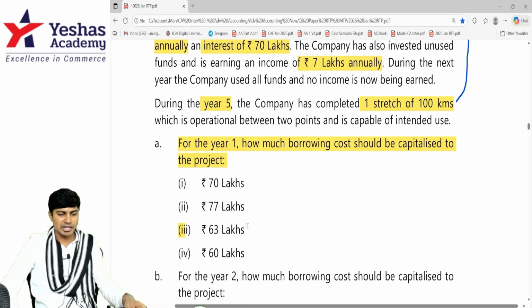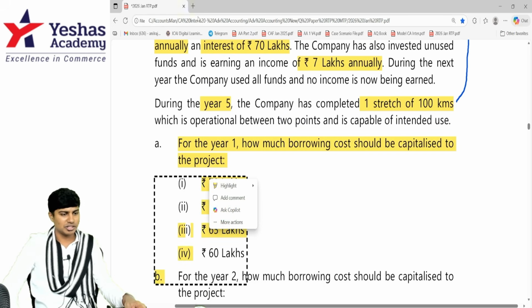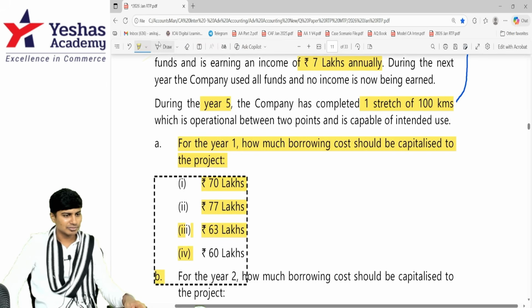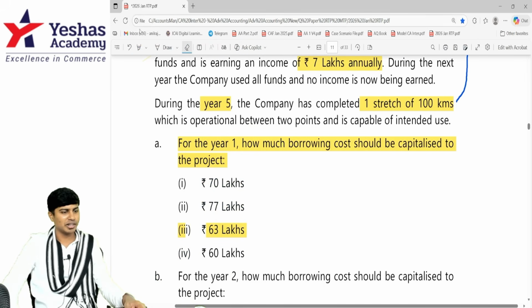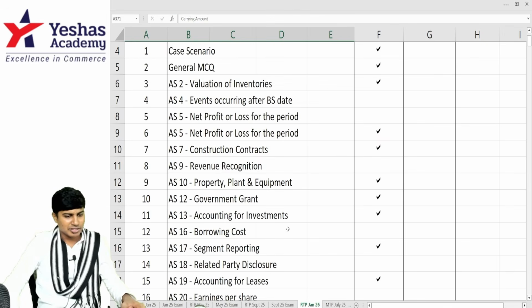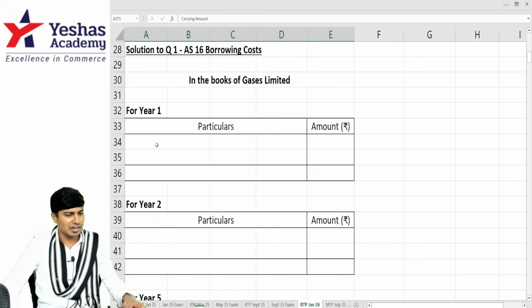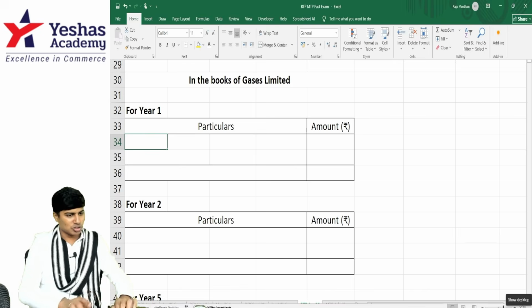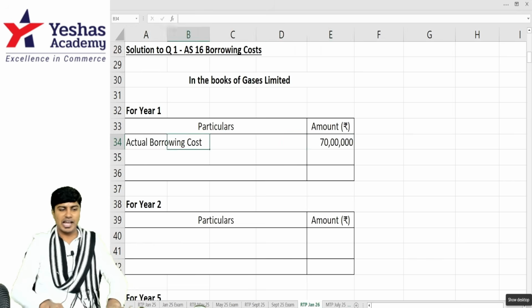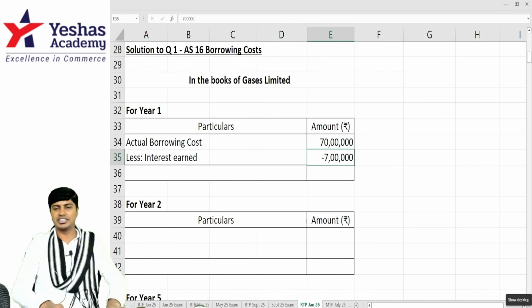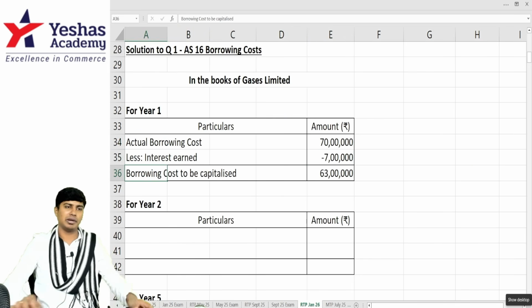Answer is 70 minus 7, 63 lakh. Year 1, observe, actual borrowing cost comes to 70 lakh. From this, I will deduct the interest earned, 7 lakh, so 63 lakh should be capitalized.